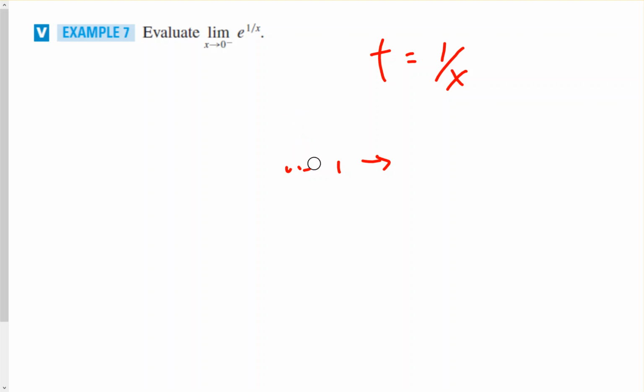Let's do it this way. The limit as x goes to 0 from the left of 1 over x would go to negative infinity.